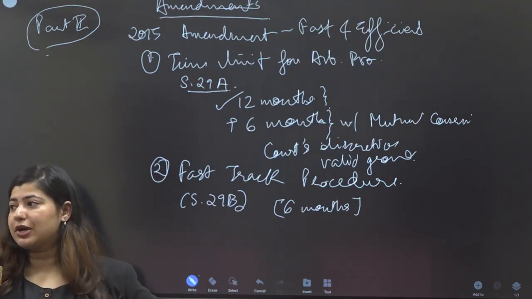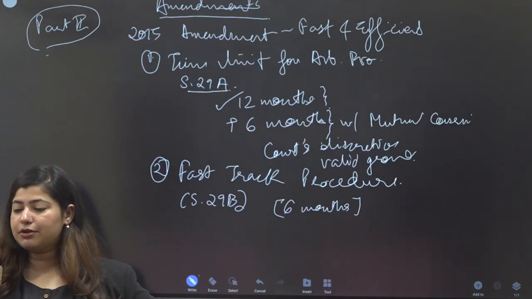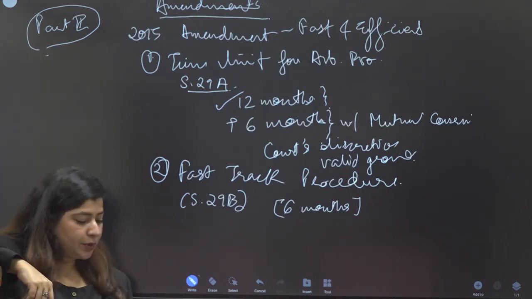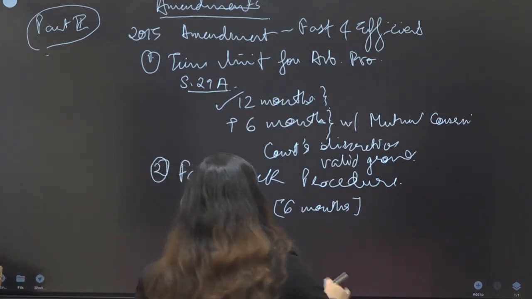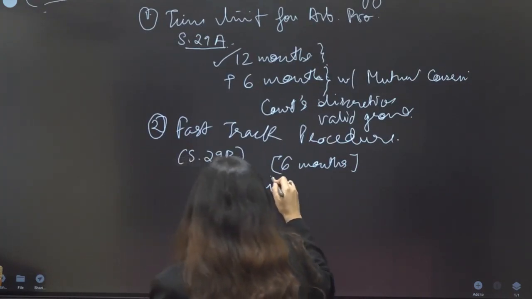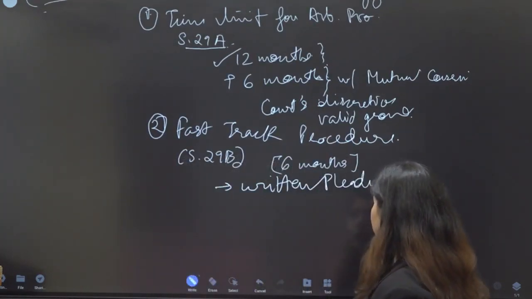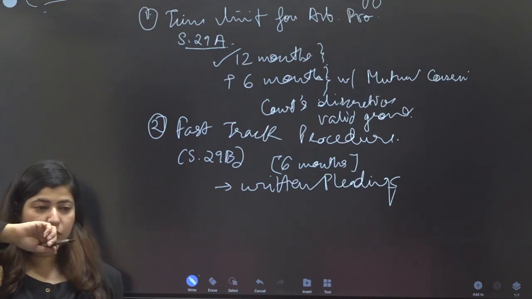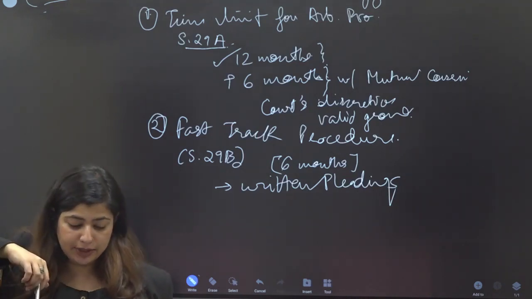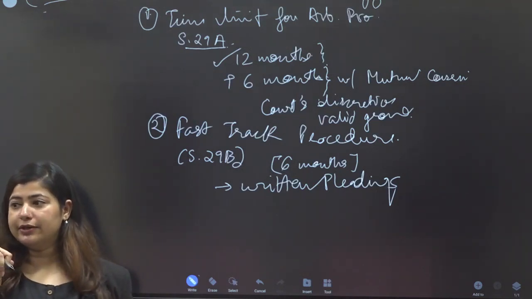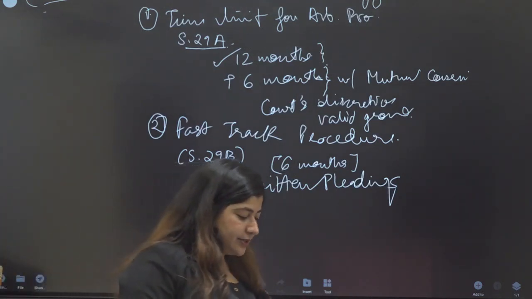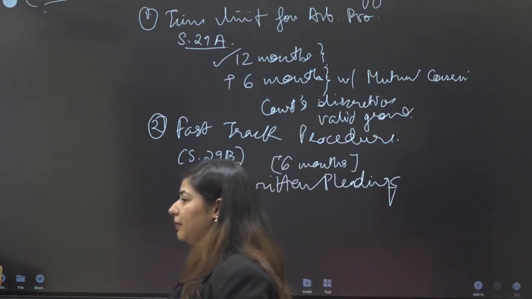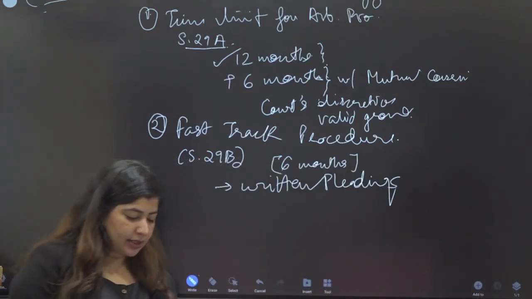Parties can choose a fast track procedure where the dispute is decided solely on written pleadings. There are no oral hearings unless specifically requested. And the award must be passed within 6 months.